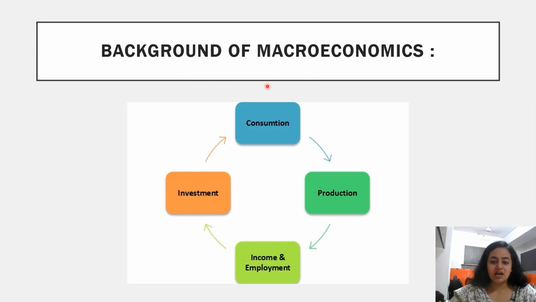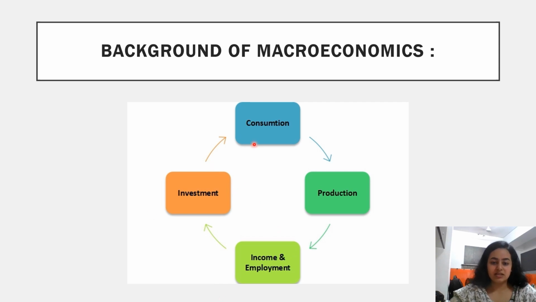Now, what is the background of macroeconomics? Macroeconomics first identifies these functions or these sectors of the economy. So, we have consumption, production, income and employment, and investment. In the upcoming units, when we talk about the circular flow of income or calculation of national income, we will be studying about all these in detail.